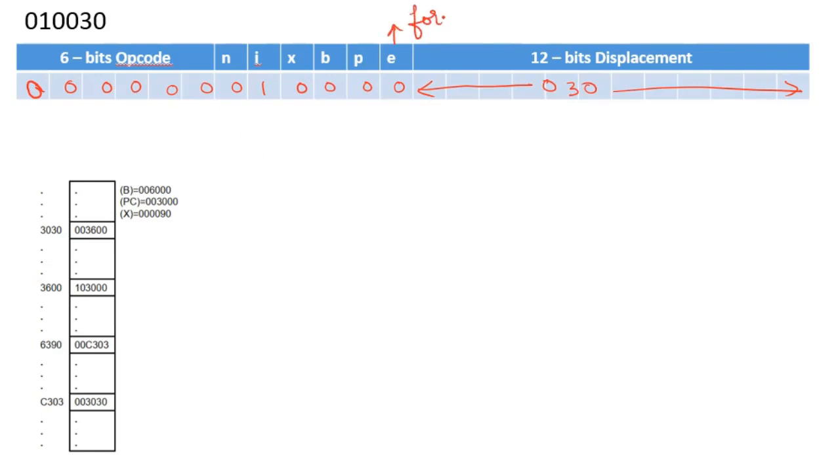This is format 3 because E is equal to 0. N and I taken together means N is 0, I is 1. This is immediate addressing. X is 0, no indexing. B and P both are 0, that means it is not relative addressing. How to compute the target address? What is the addressing mode?